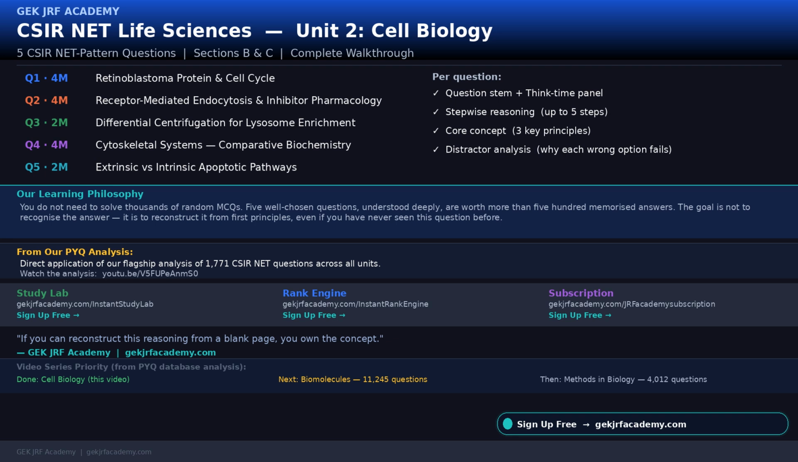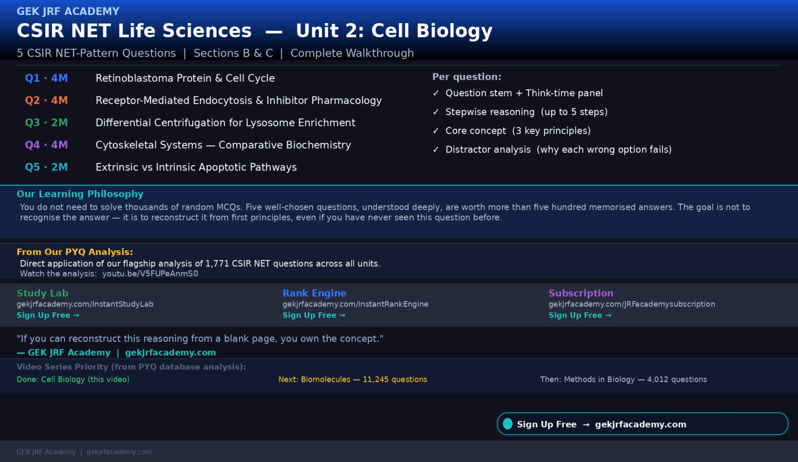Cell Biology. These questions are designed to match the reasoning demands of Section B and Section C of the CSIR NET Life Sciences examination. Our 5 topics are the retinoblastoma protein and E2F regulation at the G1S checkpoint, receptor-mediated endocytosis and inhibitor pharmacology, differential centrifugation for lysosome enrichment, the 3 major cytoskeletal systems compared side by side, and the crosstalk between the extrinsic and intrinsic apoptotic pathways.